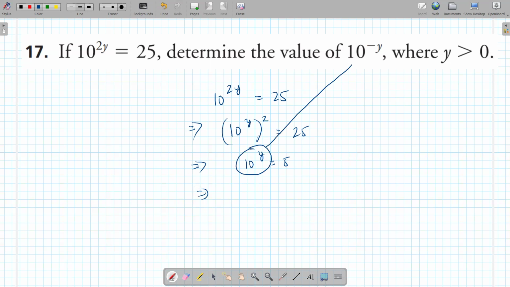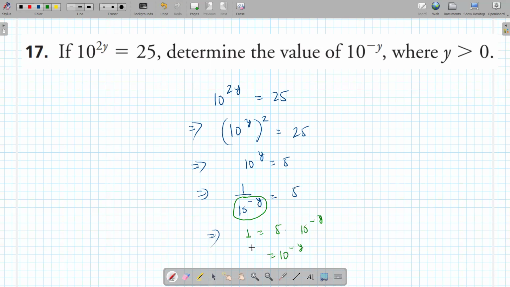How can we turn this into this? We have 10 power y right now. We need it to look like 10 to the power -y. You put it under 1. Yep. So what is this equal to? So you can multiply both sides by that, okay? That gives 1 equals 5 times 10 to the -y. And we need to solve for 10 to the -y. So it becomes 1 over 5. So that's the answer. 10 to the -y is 1 over 5.